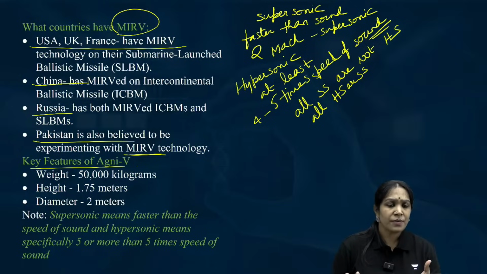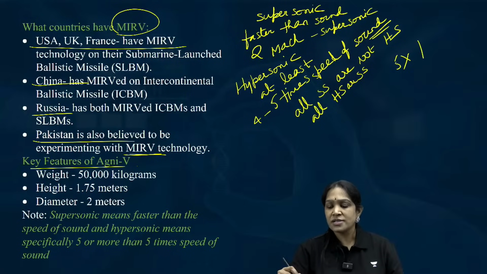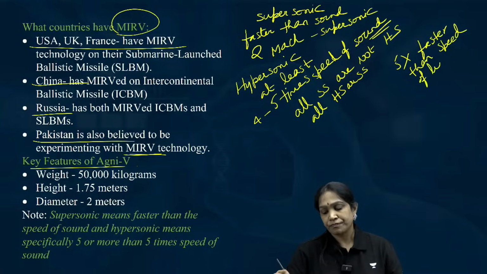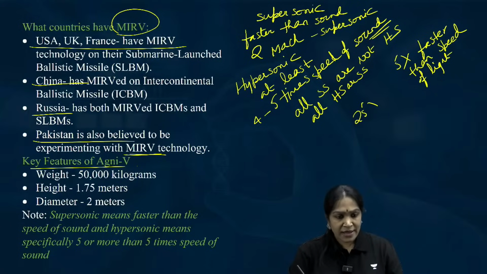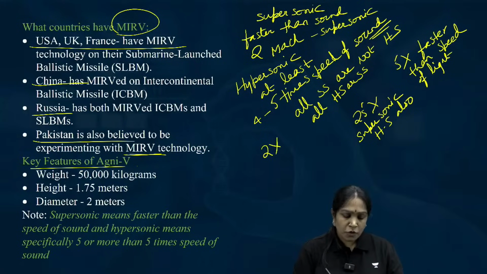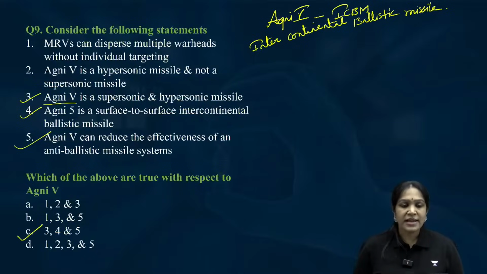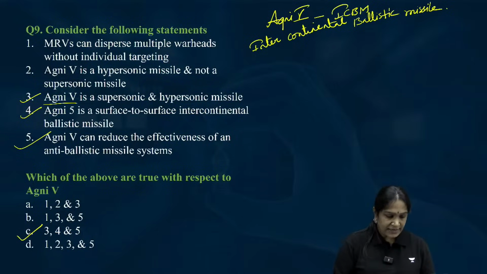It means supersonic means any value, just faster than the speed of sound. 5 Mach is also faster than the speed of sound, isn't it? Even 25 Mach is supersonic, but it is hypersonic also. But 2 Mach is supersonic, but not hypersonic. Is it clear? Right. I have given all the background information. Now let us discuss the question.